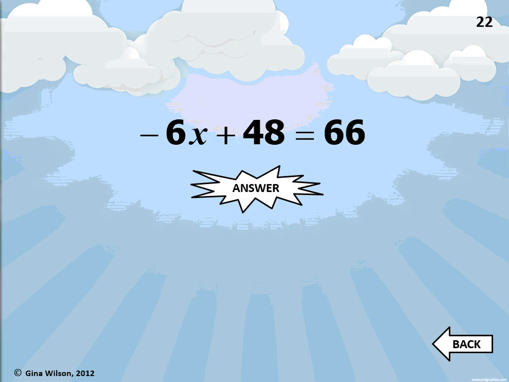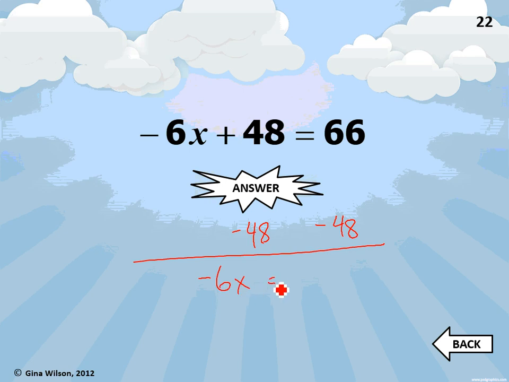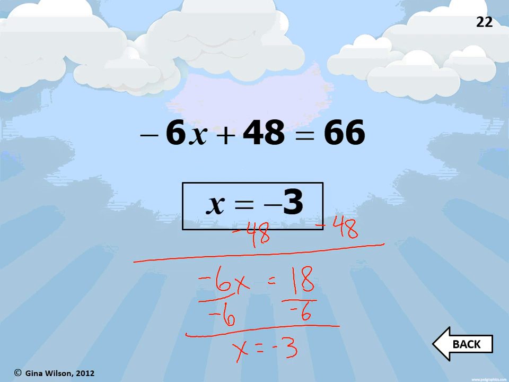Next one, negative 6x plus 48 is equal to 66. We're going to subtract the 48. That gives us negative 6x equals 12 plus 6, 18. Divided by 6, negative 6. x equals negative 3. For lack of time, we'll just go ahead and finish this out.